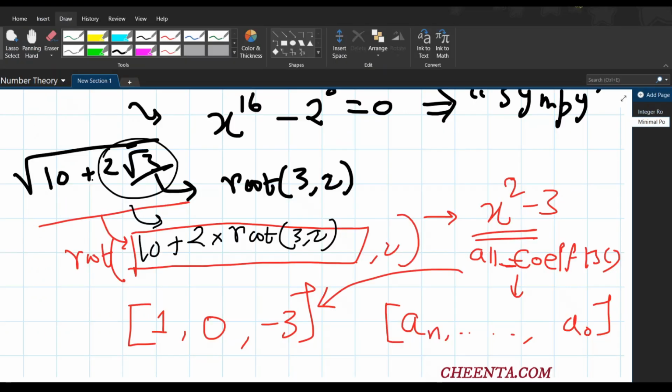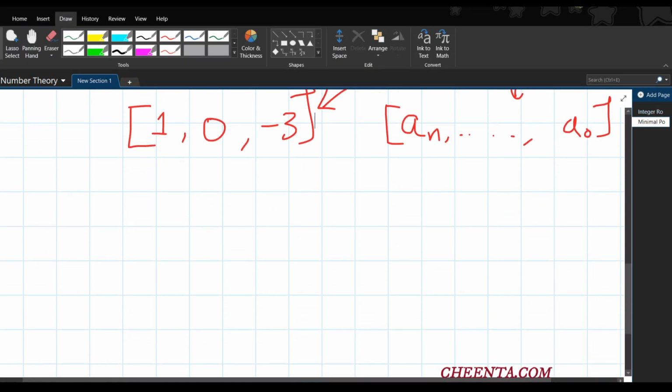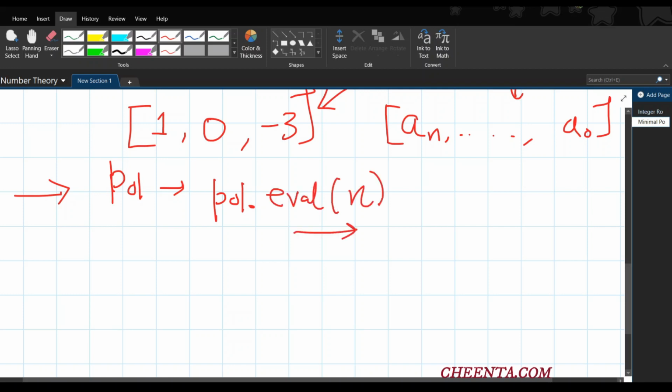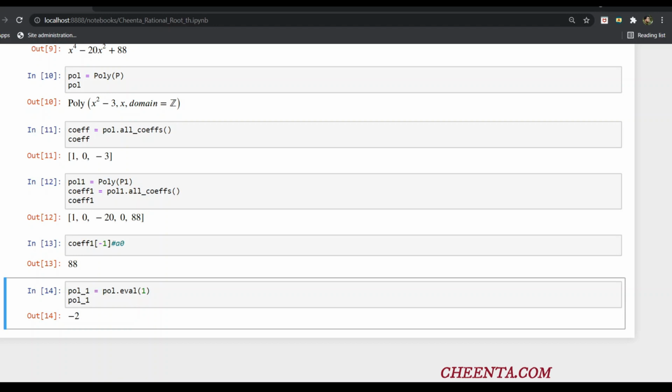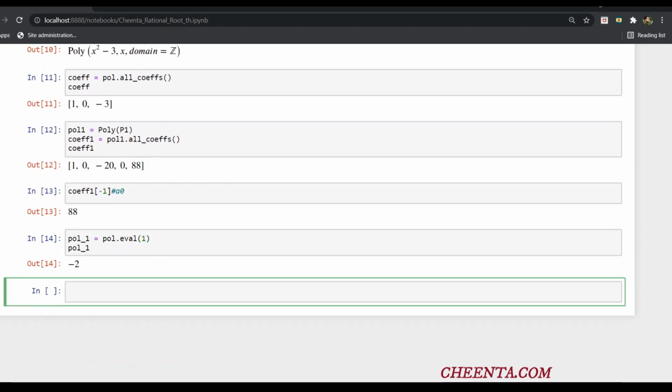So what does this mean? So let me write it down here. So suppose I have a polynomial pol, then pol dot eval any number n means that we are finding the value of the polynomial at that particular point. Okay, I hope it is clear. And in this case, as you can see, if I put here 1, then 1 minus 3 equals to minus 2, as you have already seen here. Okay, so I hope it is clear.